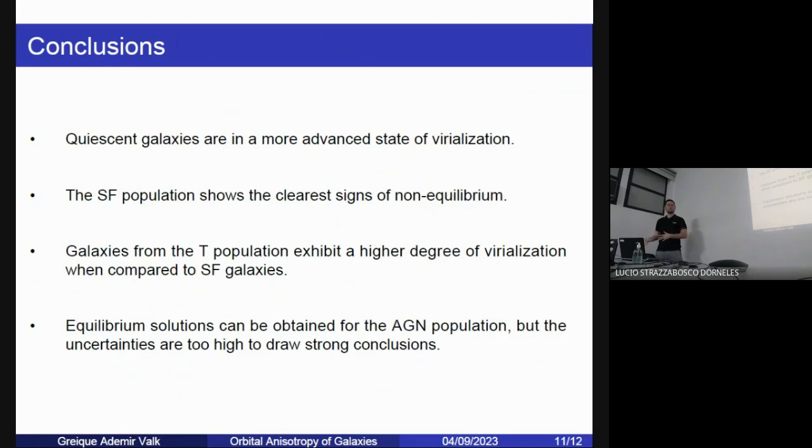Galaxies from the transition population exhibit a higher degree of virialization when compared to the star-forming galaxies, and we obtain an equilibrium solution for the AGN population, but we have a small number of tracers, galaxies, in this population, and because of this, the uncertainties in their profile are very high, and it is difficult to draw strong conclusions.